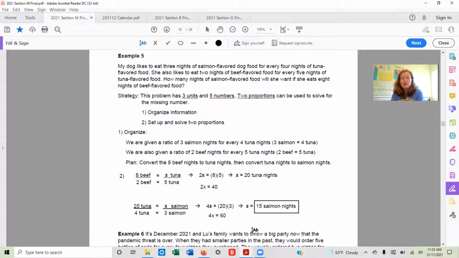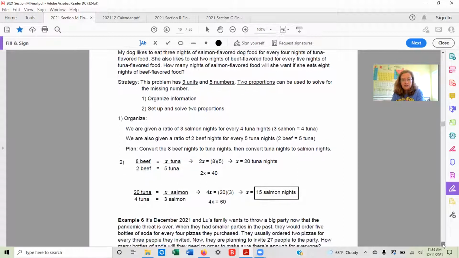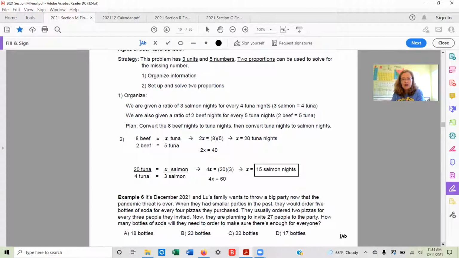You may have a different approach for doing this. Whatever approach works for you, stick with it. If you got the 15 for your final answer and did this in a different way, I'm fine with that. My method is just to give people who don't have a strategy already a possibility. I'm going to scroll down a little bit and let you give example 6 a try.